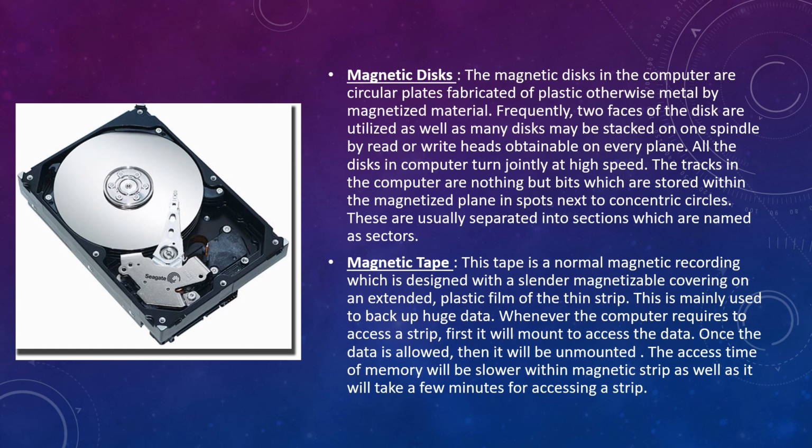Magnetic tape. This tape is normal magnetic tape, designed with a slender magnetizable coating on an extended plastic film of a thin strip. This is mainly used to back up huge data. Whenever the computer needs to access a tape, first it will mount it to access the data. Once the data is accessed, it will be unmounted. The access time of memory will be slower with a magnetic tape, and it will take a few minutes to access a tape.